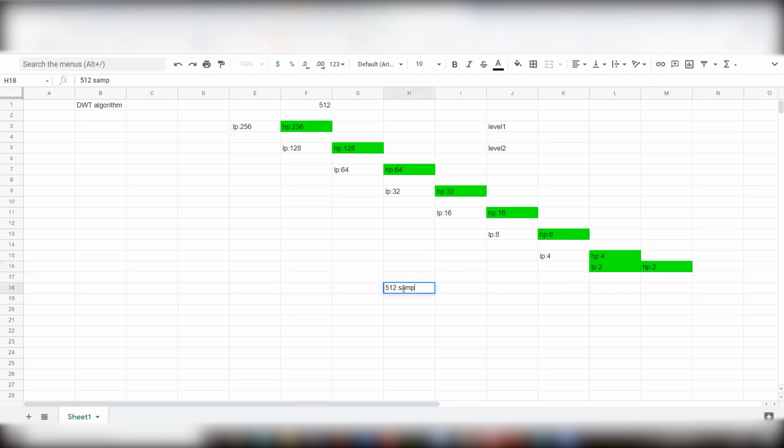It is simple progression. So initial signal, initial length is 512. Final length is also 512. So number of samples wise, we have maintained consistency. We have given input and we have got back the output as the same number of samples.